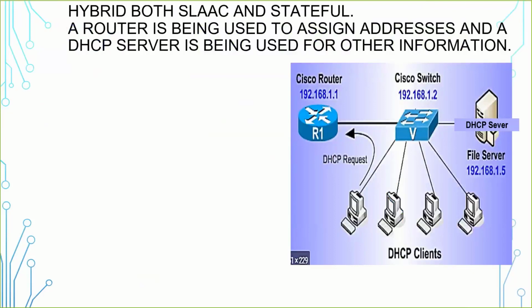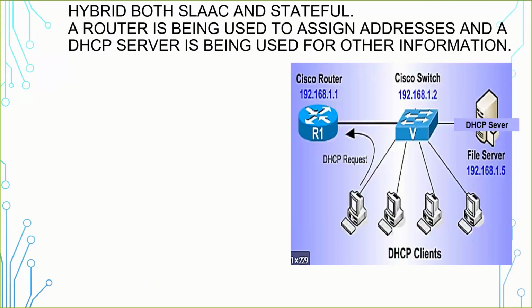Now there's a hybrid method, right? There's a blended version of this. And that is where I use SLAAC for IP address assignment, but I use a DHCP server to host other information. Now, this isn't uncommon, but I wouldn't say it's the most common, right? I mean, there's networks that do this, and there's a couple of different reasons why.